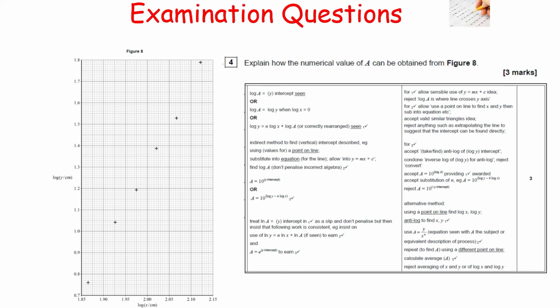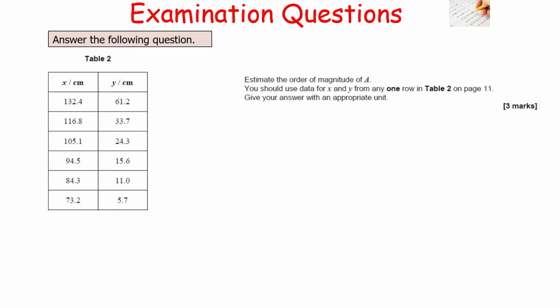Now it's important that this is the case because we know log y is equal to n log x plus log a. So that tells us that in our equation y = mx + c, the c is going to be log a, so that's how you can work out values of a in this context. The next question says, estimate the order of magnitude of a and use this data from the table to give your answer with an appropriate unit.